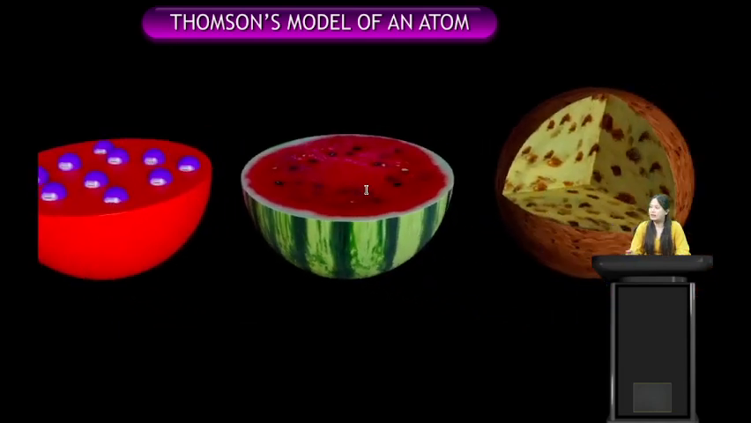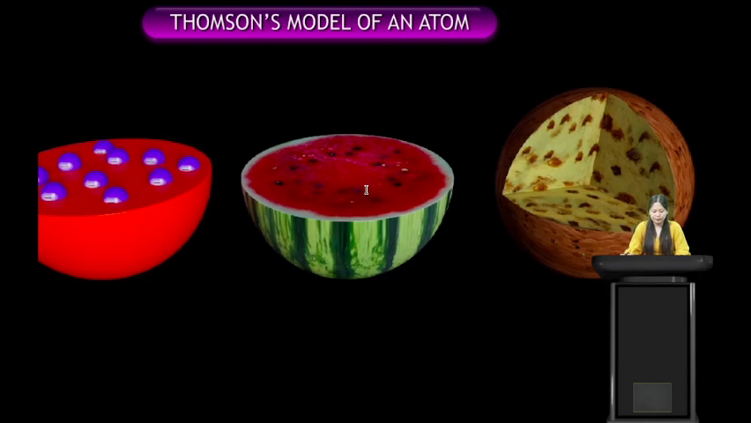Here we have some examples. Yes, we have this watermelon. Inside we see the small black seeds. According to Thomson, the structure of the atom looks like this. The outer part is the positively charged sphere, and the small black seeds are the negatively charged particles.